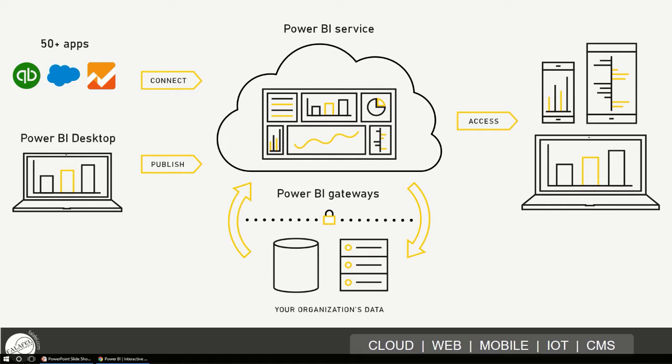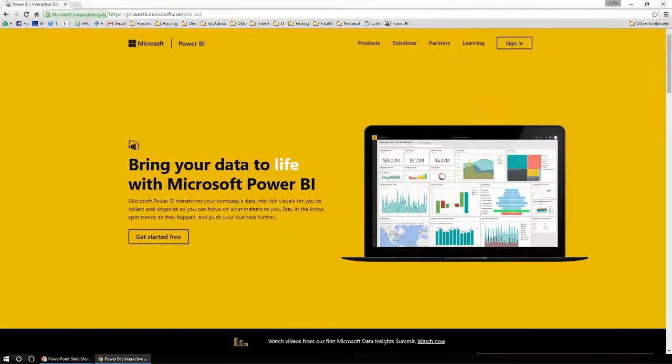Okay, so let's head over to the Power BI website and let's get started with the Power BI service. Now, if you haven't already set up an account, you can do so by clicking the Get Started Free button here. Keep in mind that there are two account types. There is a free account and a pro account. The pro account is about $10 a month.